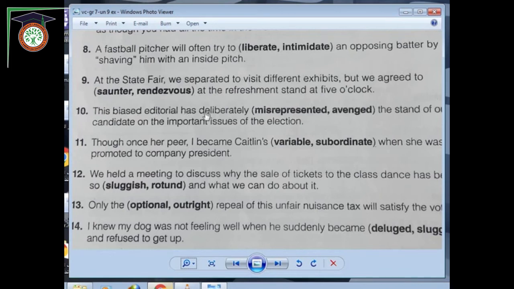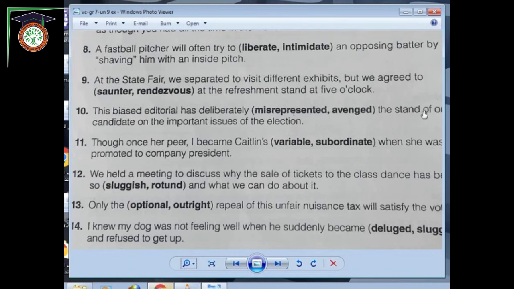This biased editorial has deliberately misrepresented or avenged the stand of our candidate on the important issues of the election. Alright, now look. I don't understand this sentence. It's long. It's like a political sentence. Alright, I agree with you. But now let's pick up certain clues. This what? Biased. You know biased? Is it something good or bad? Something bad. Taking sides. Not fair. Unfair. So this is a bad word. This unfair or biased.